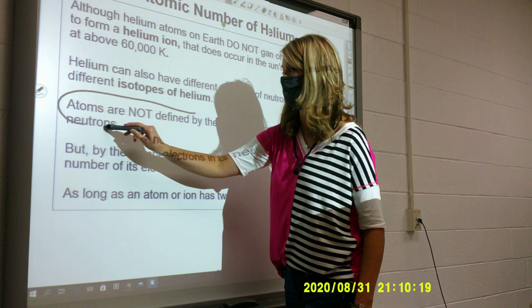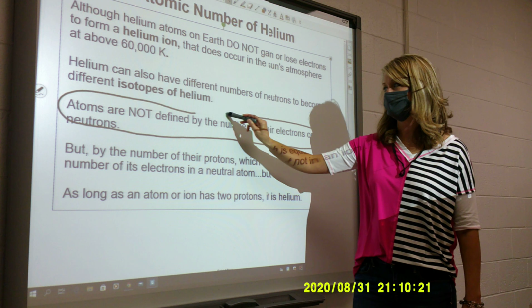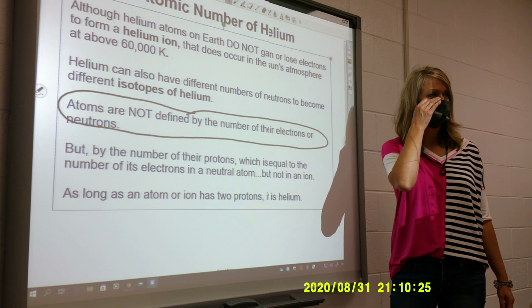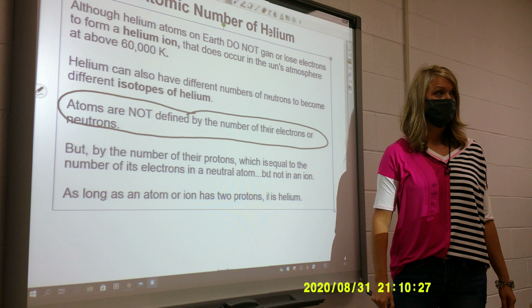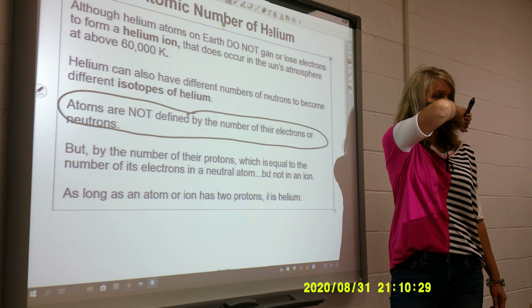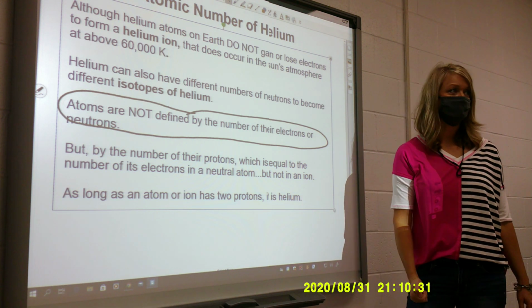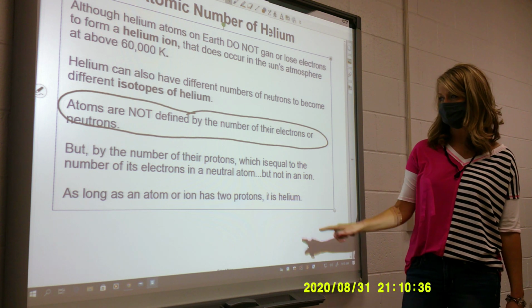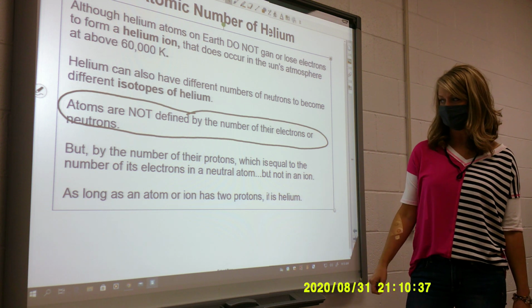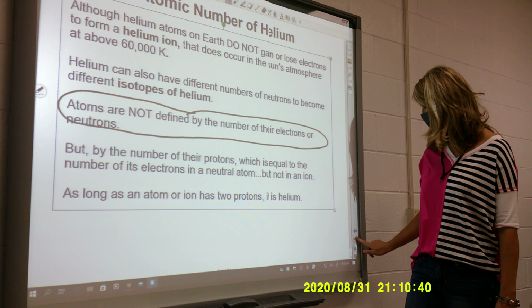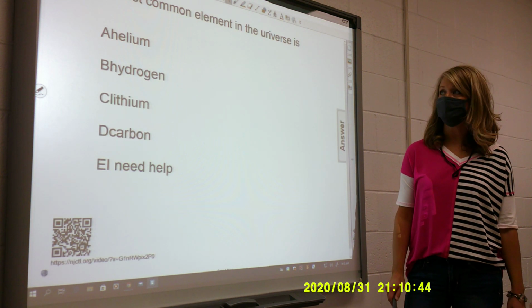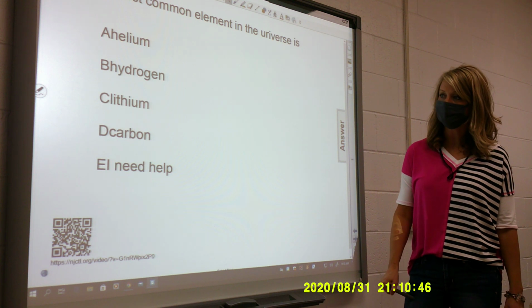Atoms are not defined by the number of electrons. They are defined by the number of what, Gibbs? Hires? Protons is correct. But by the number of protons, which is equal to the number of electrons in a neutral atom. The most common element in the universe is, Connor, helium, hydrogen, lithium, carbon, or I need help?